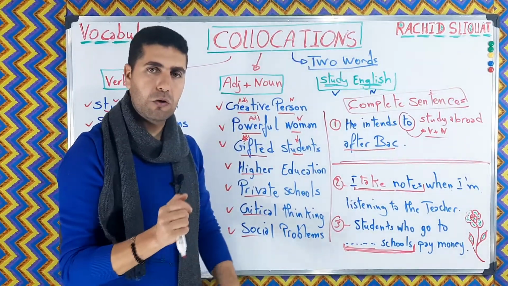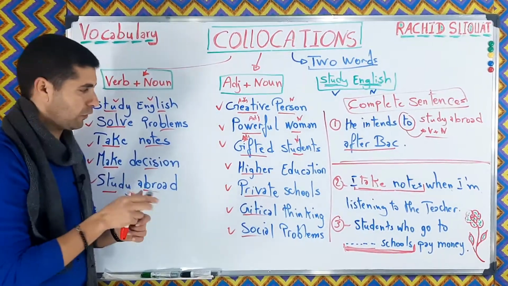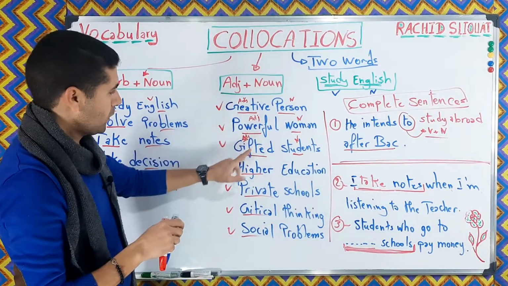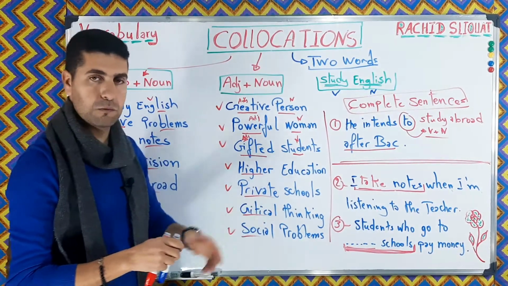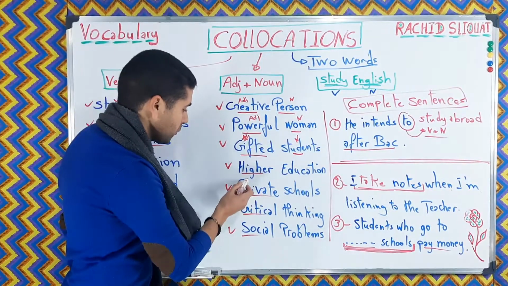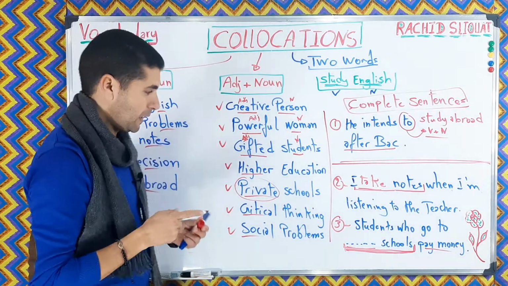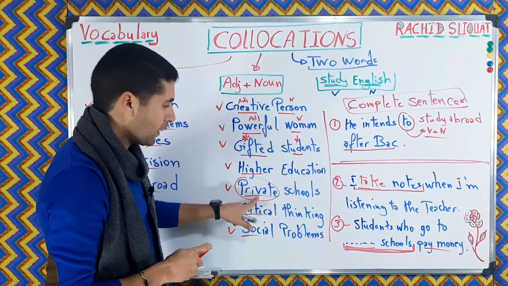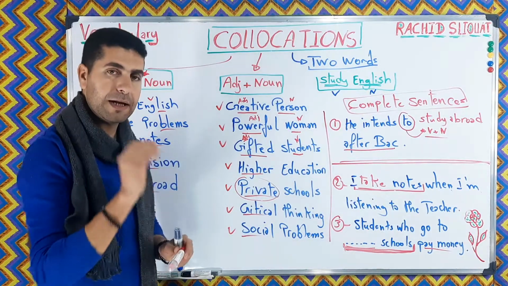So do we have any collocation with schools? For sure we have. Let's check here. We have private schools. Now again we have another one, pay money. Pay money has something to do with private: something which is private, you pay money to access that. So this is the collocation, private schools, all right?